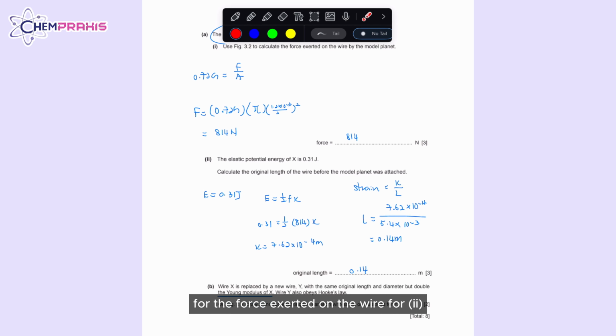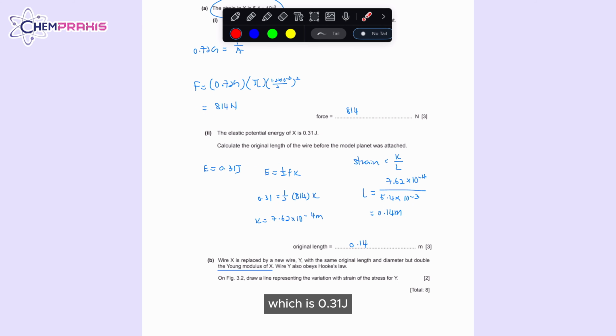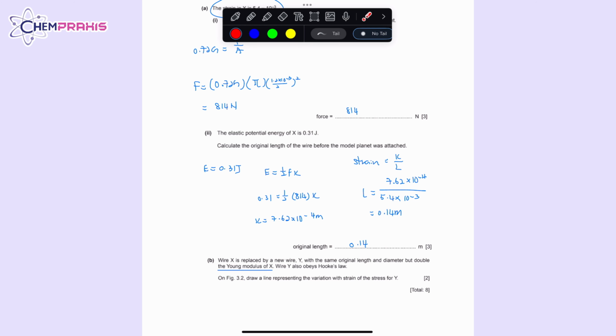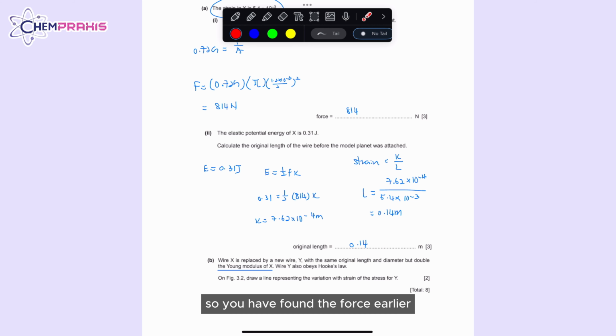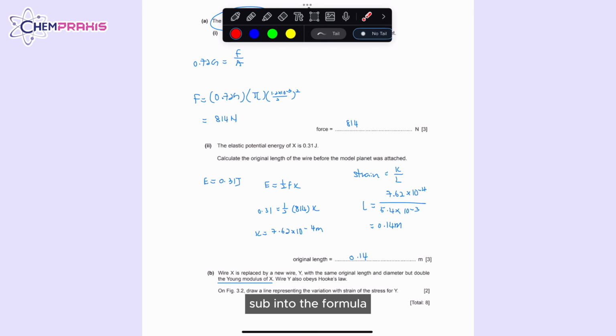exerted on the wire. For Part 2, they have given you the elastic potential energy, which is 0.31 joule, and you can use the formula to find the extension first, using E equals half Fx. You have found the force earlier, so you can sub into the formula, same goes for the energy, which is given in the question, and you can get the extension. After getting the extension, you can use strain equals extension over the original length, using the strain value given earlier, sub into the formula, and you can get the original length, which is 0.14 meter.